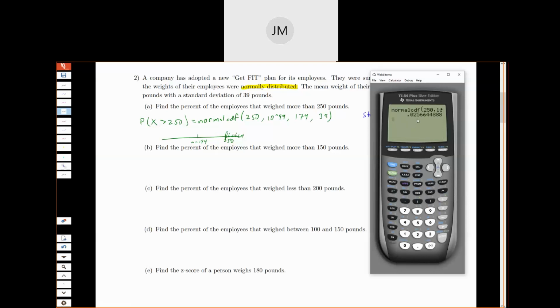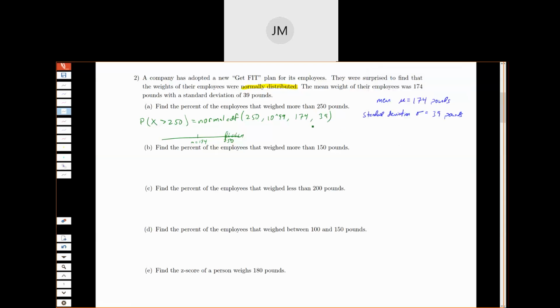So we hit enter and compute, and it says 0.02566. Converting that to a percentage, that would be 2.566%.